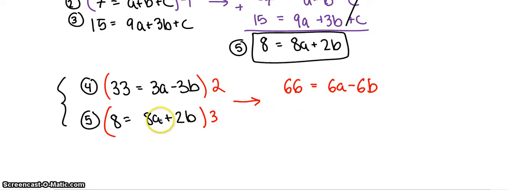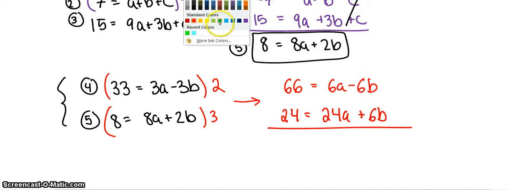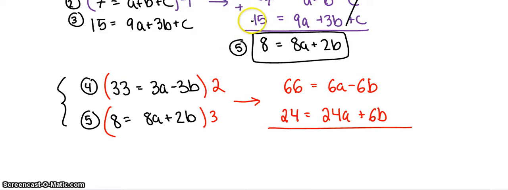Okay, let's do the same thing to the second equation, equation number 5. I'm going to multiply it by 3, though. Remember to distribute the 3 to everything. That's a really common mistake, forgetting to multiply 3 by this 8 here. So note that in your notes. So 8 times 3 will give me 24 equals 24a plus 6b. Okay, now I have multiples of these equations, and I have positive 6b and negative 6b, so those will cancel, and I'll be left with one variable.